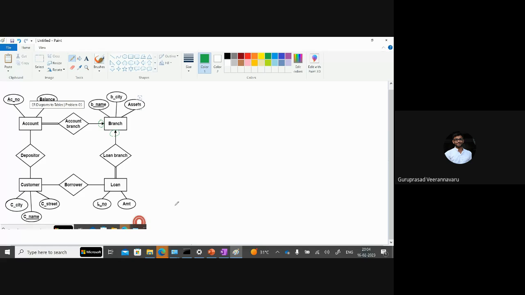So I'll create a branch table first. In that branch I have B name, B city, then assets. So I have this for branch. Then loan is actually dependent. Customer is also not actually mapped to anything. He is not directly dependent on anybody. So we can write the customer table. But customer has some relationships, we'll take care of those relationships. Customer, we have C city, C name, C street.